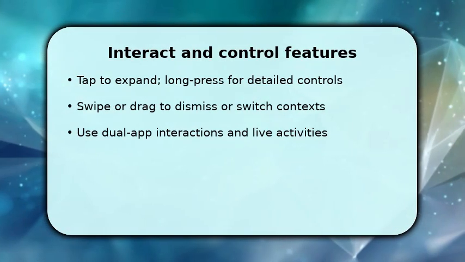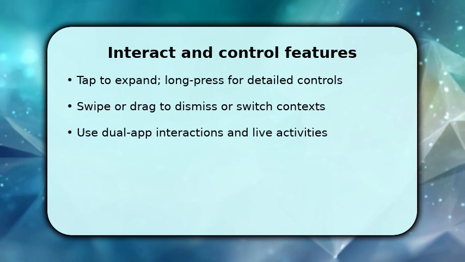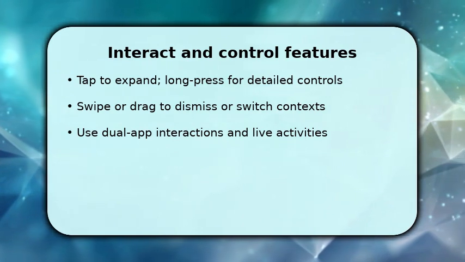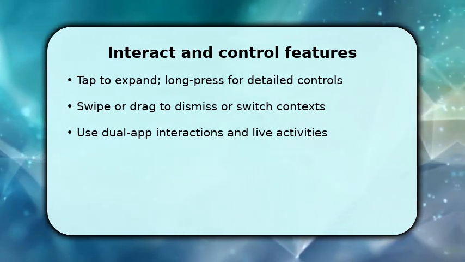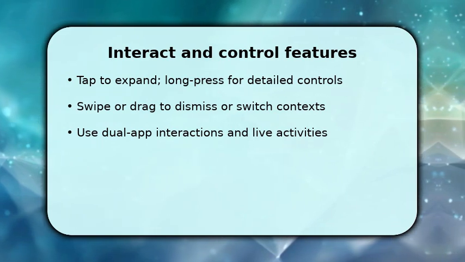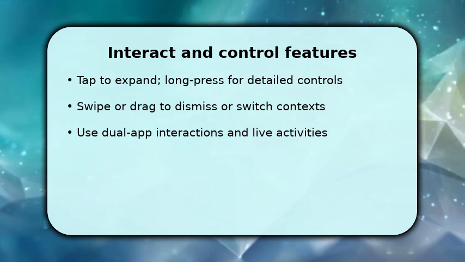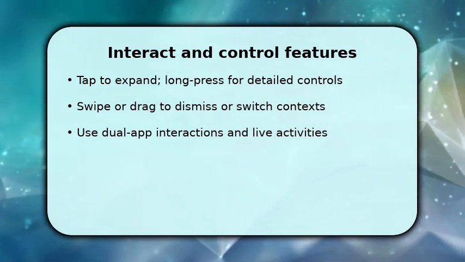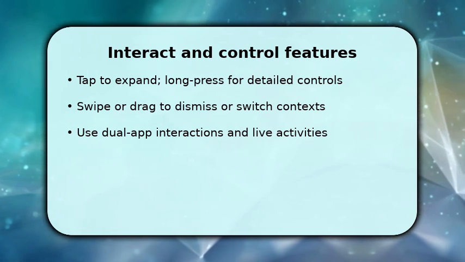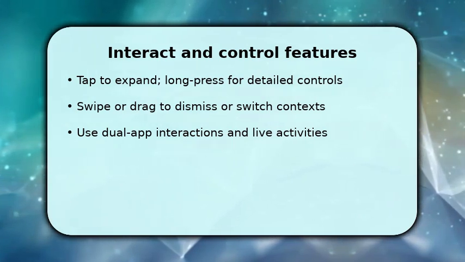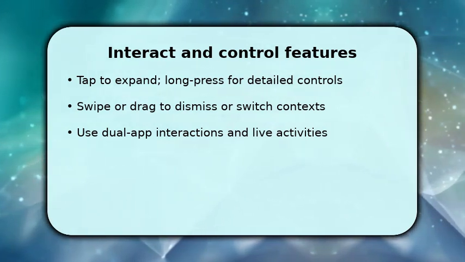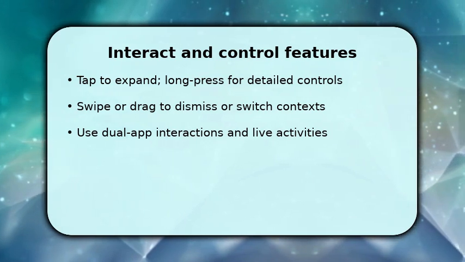Tap the Dynamic Island to expand a compact card and long press to reveal detailed controls like playback or timer settings. While it's expanded, swipe left or right to move between active tasks or drag down to dismiss a notification cleanly. Once you master these gestures, you can run 2 live activities simultaneously, like music plus navigation, and switch focus without leaving your current app.